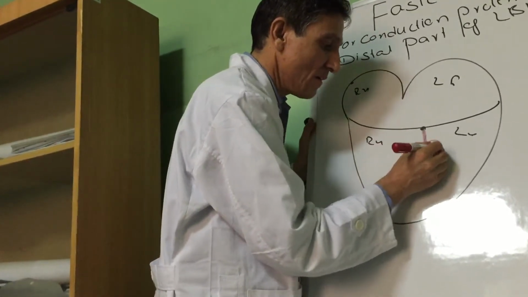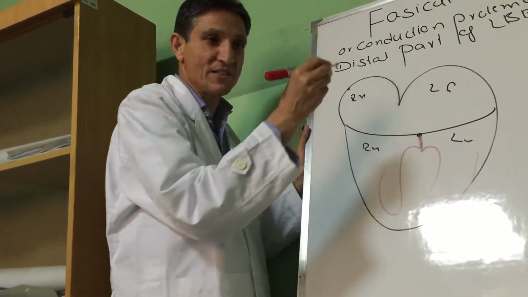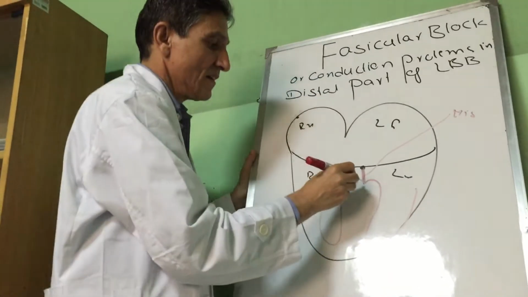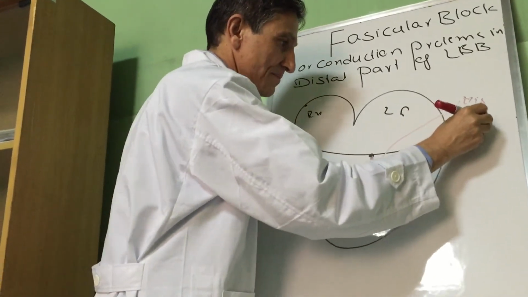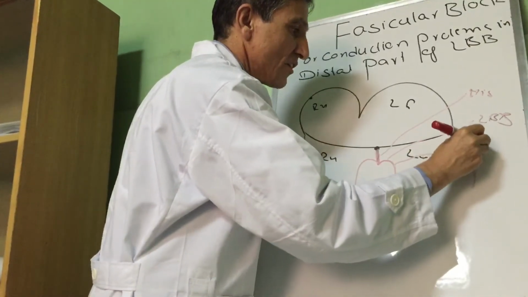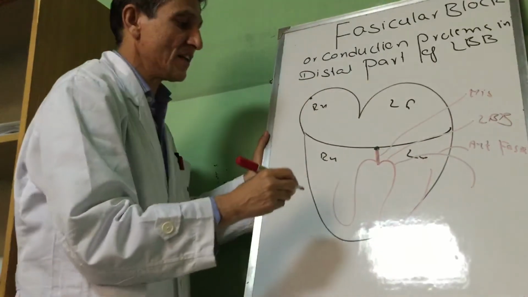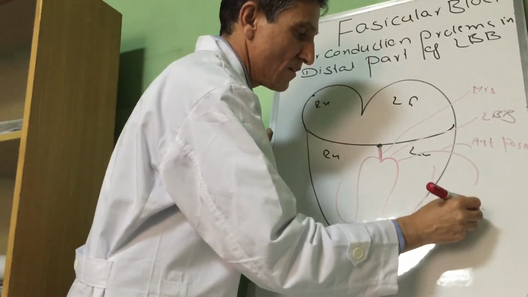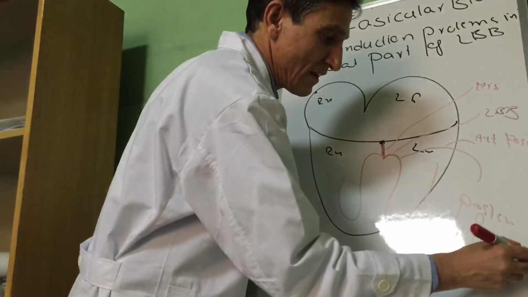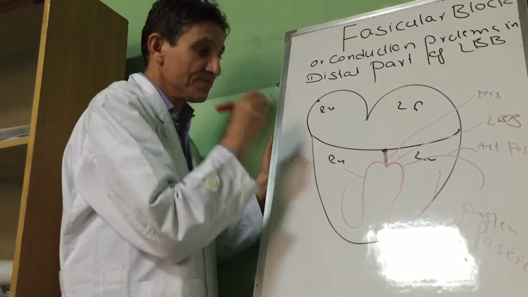And this was the left bundle branch, right bundle branch, left bundle branch, anterior fascicle, and posterior fascicle, and right bundle branch.